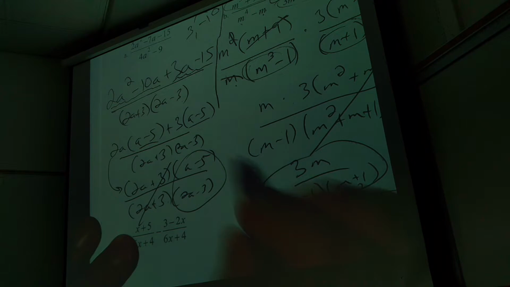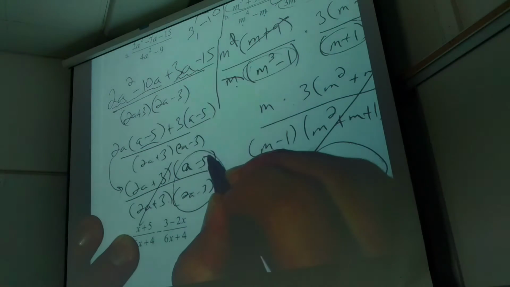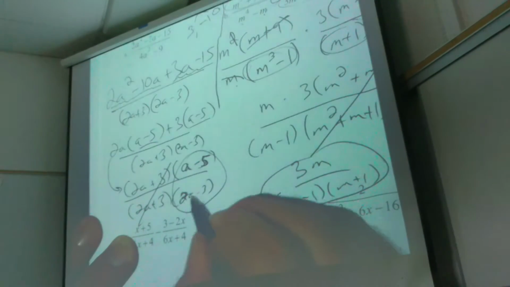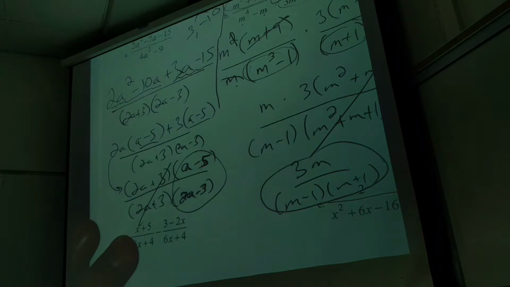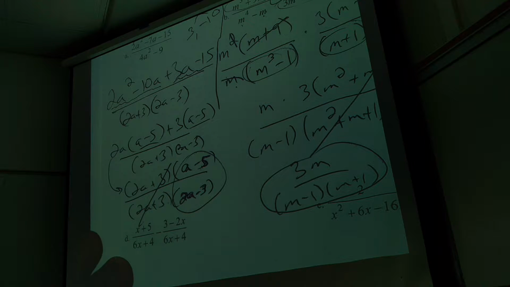You end up with, sorry, that's what it looks like I've written: a minus 5 over 2a minus 3. Got an F in penmanship. I probably need an F minus.